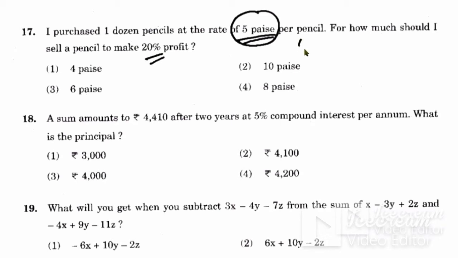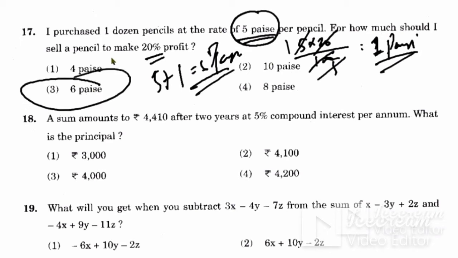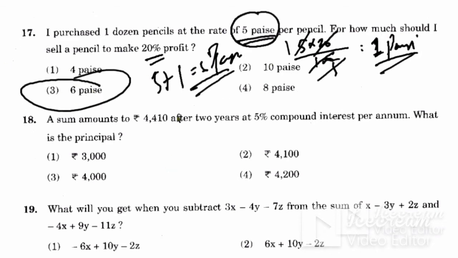So simply you can find 20% of 5. It will be like this: 20 5 is 100, 5 1 is 5, so it will be 1 paise. You have to make 1 paise profit and you purchased at 5 paise. So 5 paise plus 1 paise, that is 6 paise, if you sell at this price you will get 20% profit. So the answer will be 3. Now question number 18.